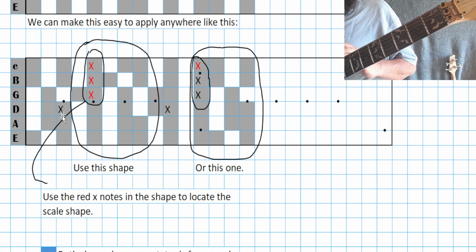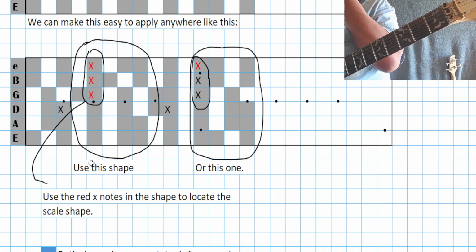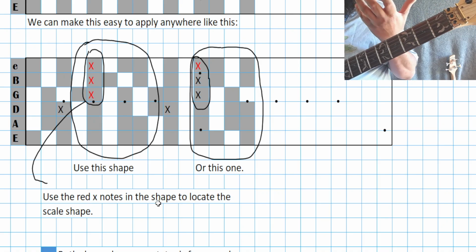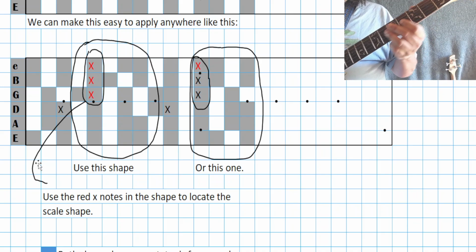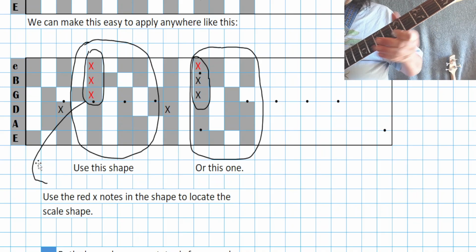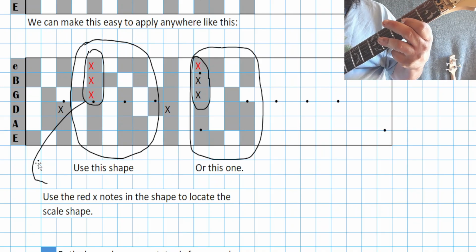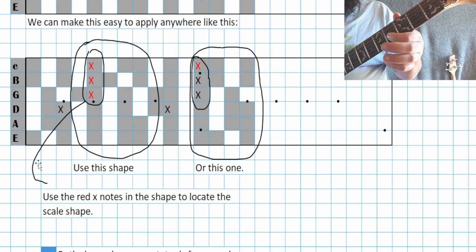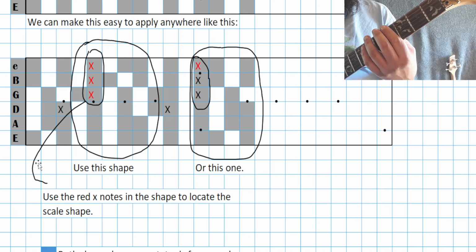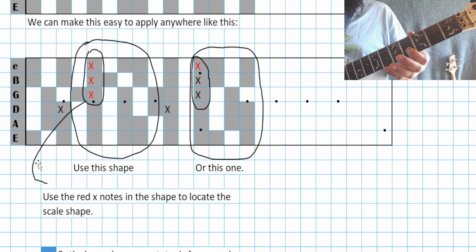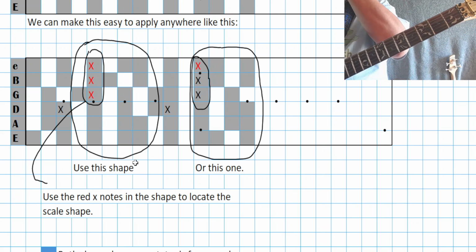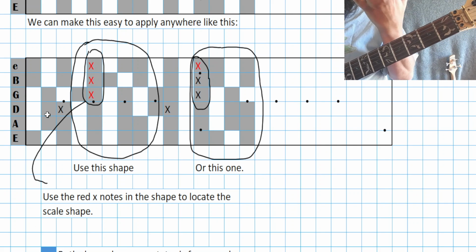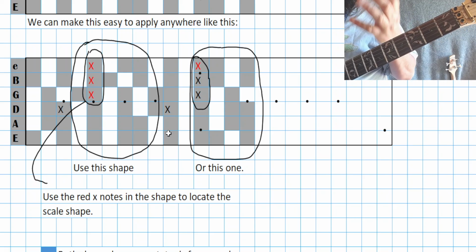We're going to take our scale shape here and use the red X notes in the shape. So in this shape, I'm thinking about these 3 notes. I'm going to move this down 1 fret. So here I am on the 4th fret. That's going to be the back wall of my scale. And it's going to be very easy because the scale starts with a shape that you already know. So we're going to use this shape against that same chord shape or this one.